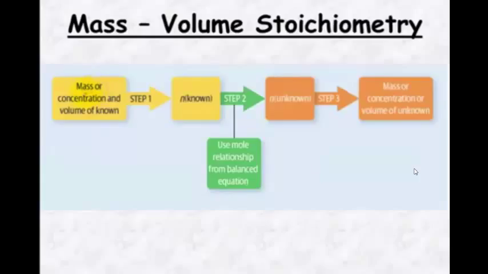So, if you know the mass or the concentration and volume of the known, you can work out the number of moles of the known with C equals n on V, or of course, if you know the mass, it's just n equals m on big M. Once you know the number of moles of the known, you use the mole ratio from your balanced equation to then work out the number of moles of the unknown, and using that you can work out mass, or you can work out concentration or volume of the unknown, depending on the information that you have. Let's look at an example.